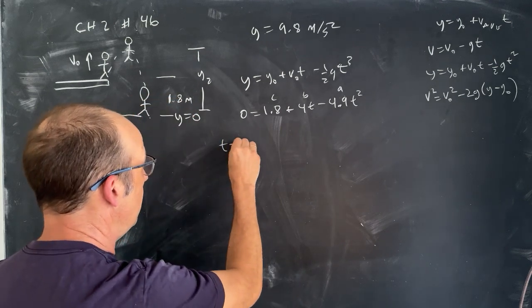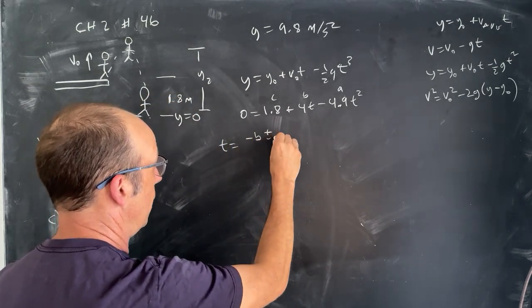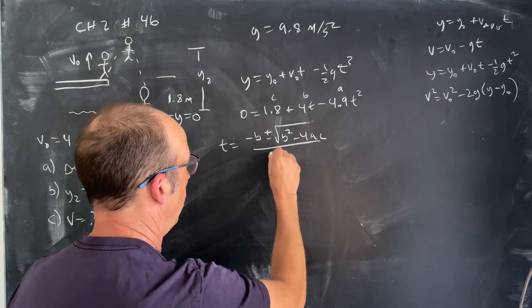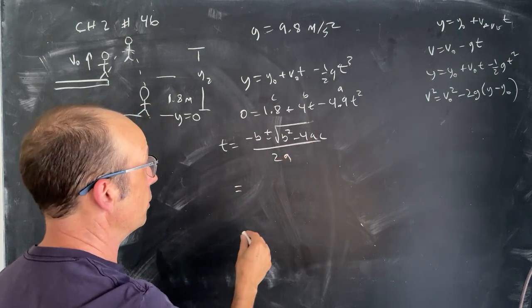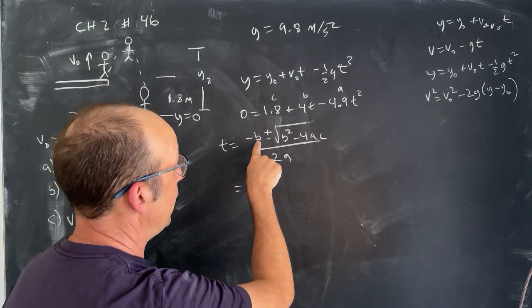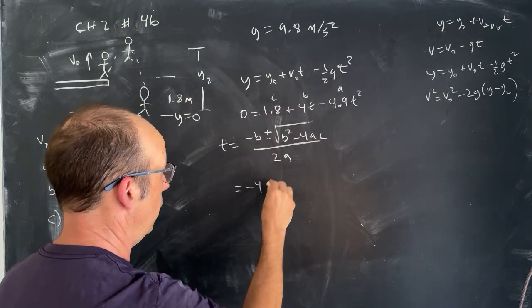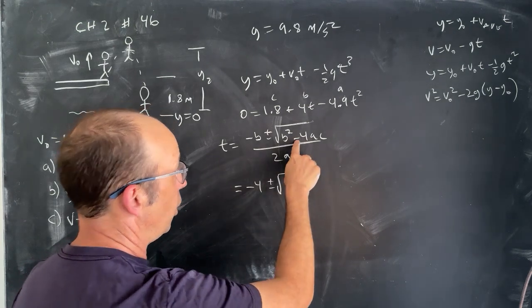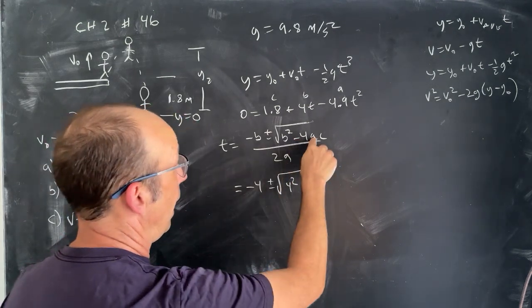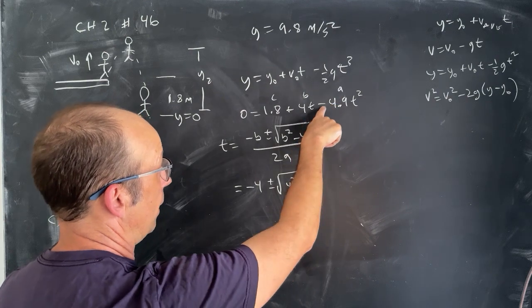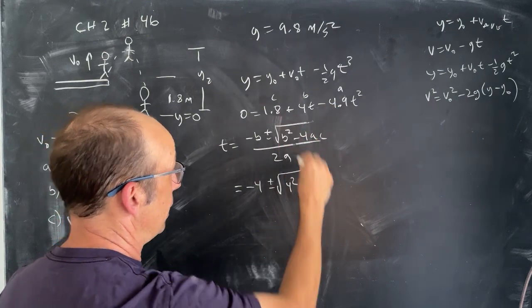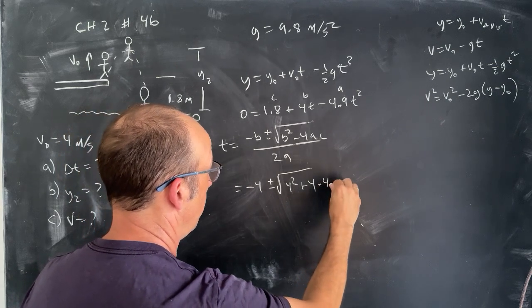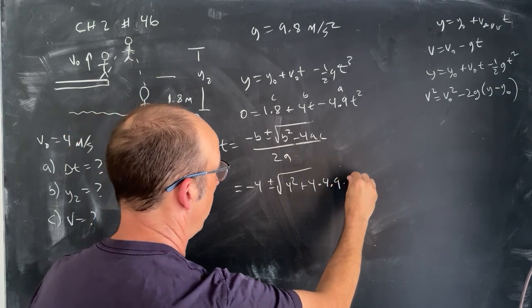So t is going to be negative b plus or minus the square root of b squared minus 4ac over 2a. So let's put in our numbers. We do get two solutions. Negative b is going to be negative 4 plus or minus the square root of 4 squared. Okay, now here we have 4. A is going to be negative 4.9, so we get that, and that's negative. And c is positive. So I'm going to get plus 4 times 4.9 times 1.8.